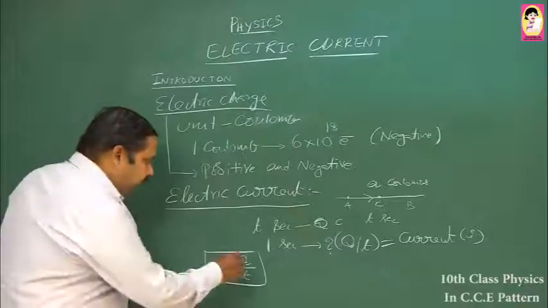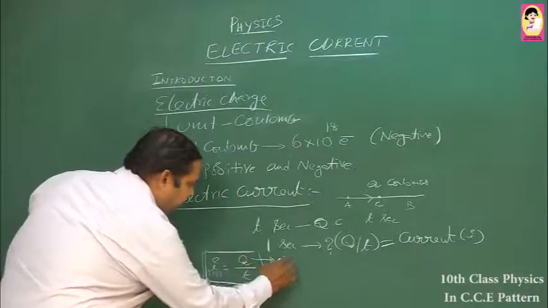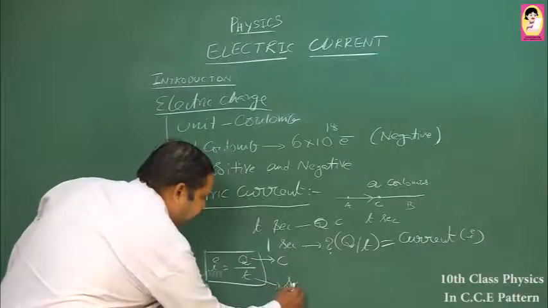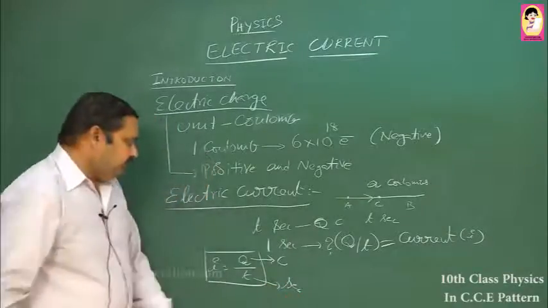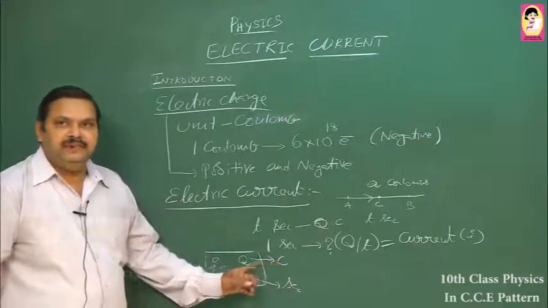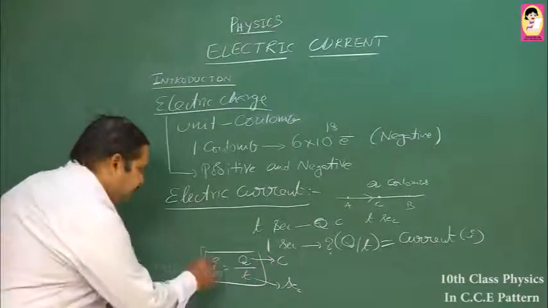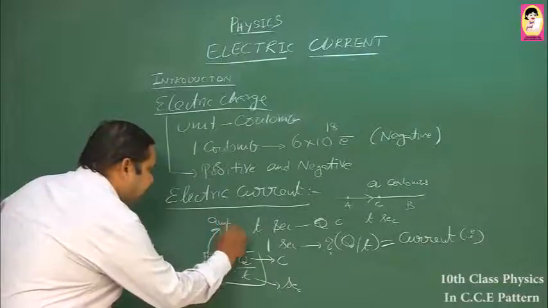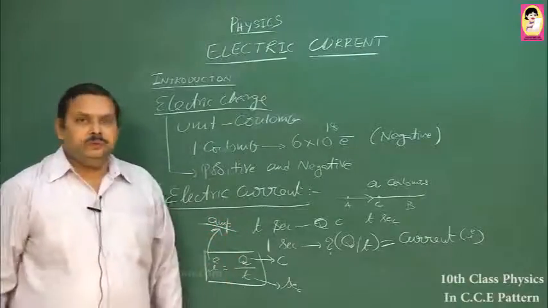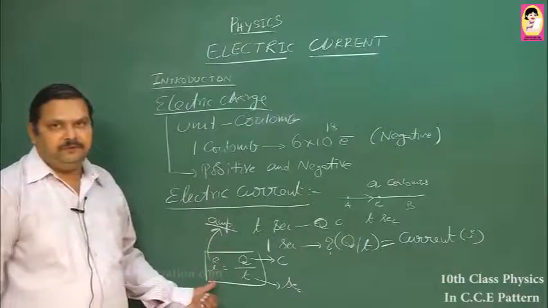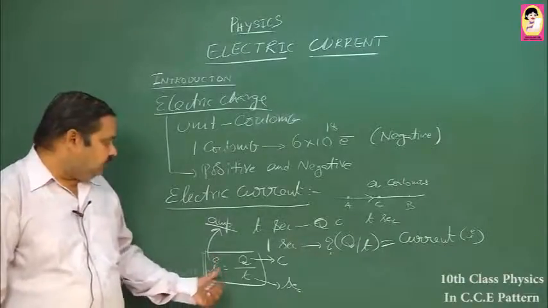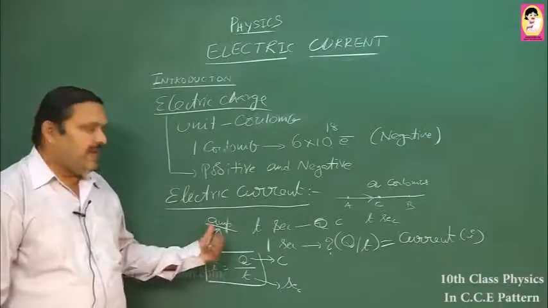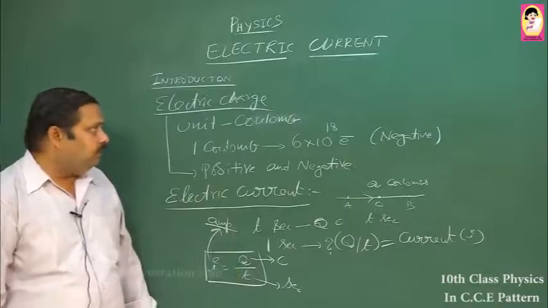In this, q is in terms of coulombs and t is in terms of seconds. If q is in terms of coulombs and t is in terms of seconds, then the current I will be in terms of amperes. So, the unit of current is ampere. So, formula is I is equal to q by t, and the unit of current is ampere. Then what do you mean by 1 ampere?